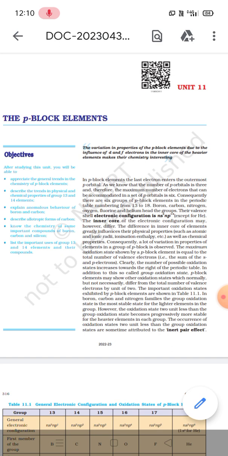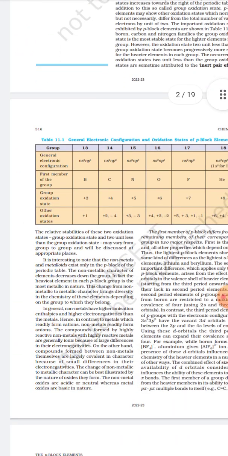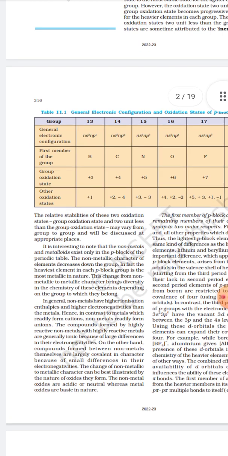In boron, carbon and nitrogen families, the group oxidation state is the most stable state for the lighter elements in the group. However, the oxidation state 2 units less than the group oxidation state becomes progressively more stable for the heavier elements in each group. The occurrence of the oxidation state 2 units less than the group oxidation state is sometimes attributed to the inert pair effect. The relative stabilities of these two oxidation states may vary from group to group and will be discussed at the appropriate places.